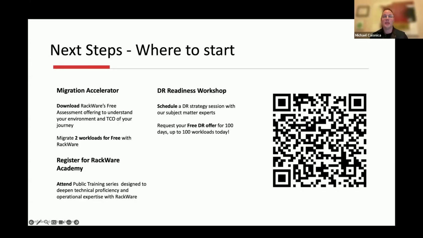You'll notice we have a big QR code on the right. Feel free to pull out your mobile phone, scan that. You'll have access to these forms to complete. The first one is really the migration accelerator. So today you can download the RackWare free assessment to understand your environment and the TCO of your journey. In addition, you can migrate 2 workloads for free with RackWare, right? We'll help you set up those provisionings. So if we want to set up a Linux or a Windows server, we certainly can.